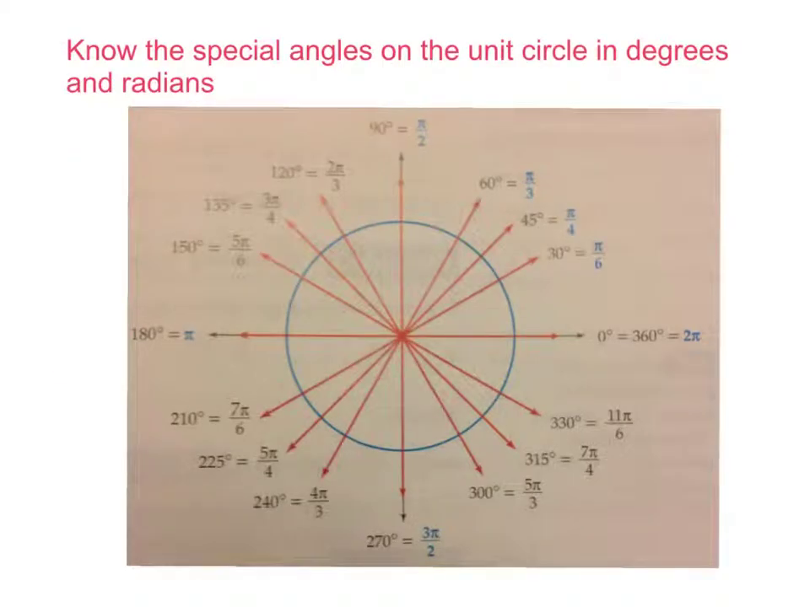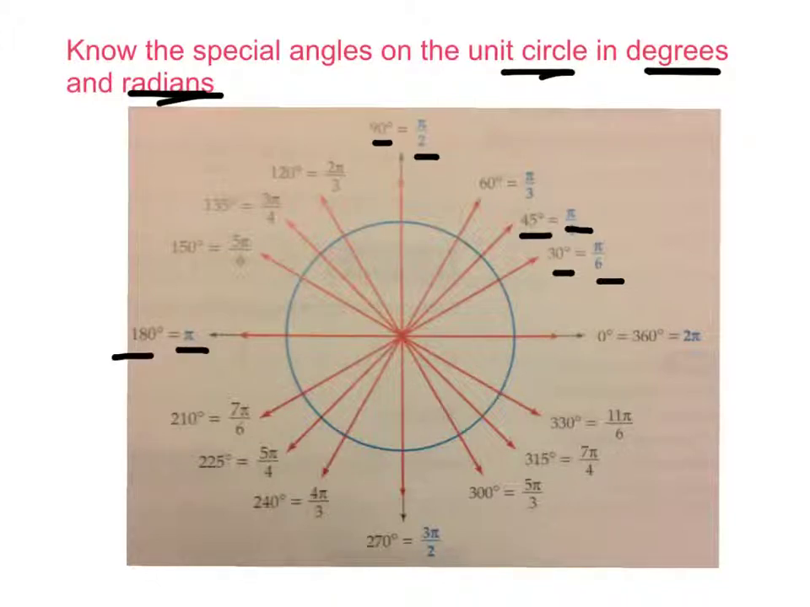One of the main focuses of this whole chapter is knowing your unit circle in degrees and radians. You need to know that 30 degrees is pi over 6. Pi over 4 is 45 degrees. 90 degrees is pi over 2. Pi is 180. You need to convert quickly back and forth all the way around the circle, all 360 degrees. And that's something we're going to work on for the next few weeks.